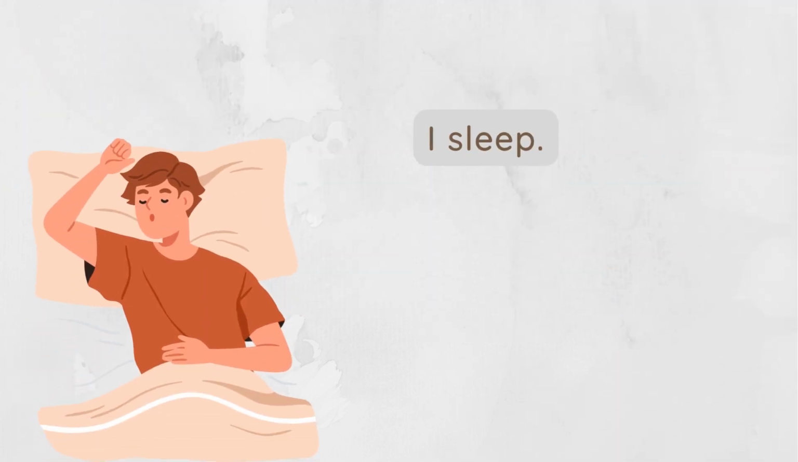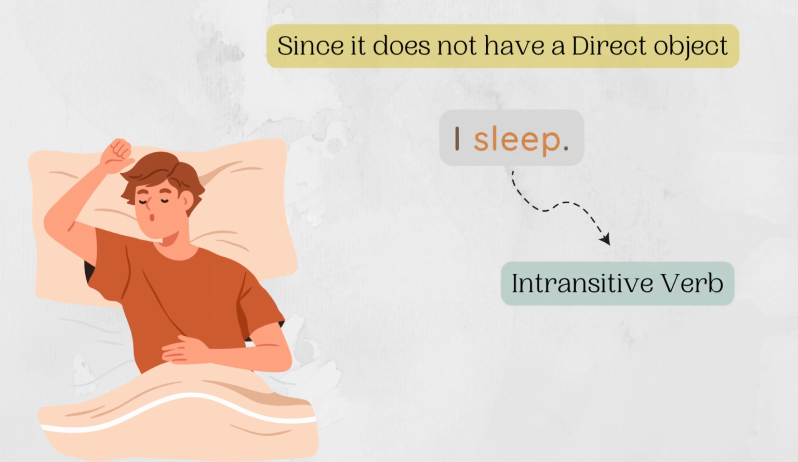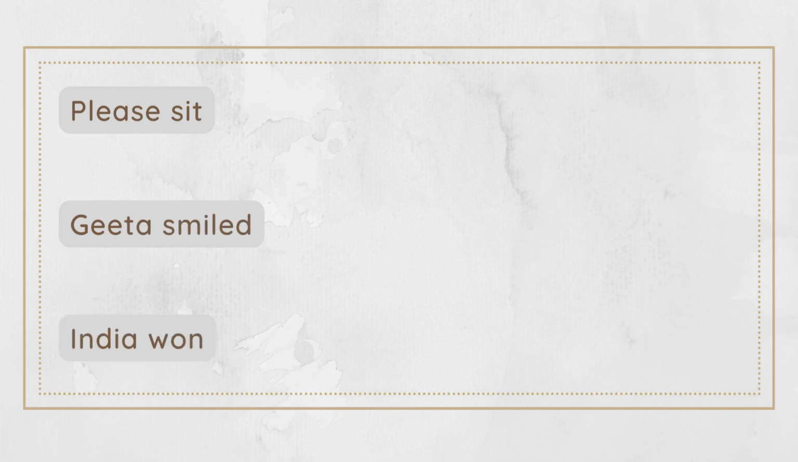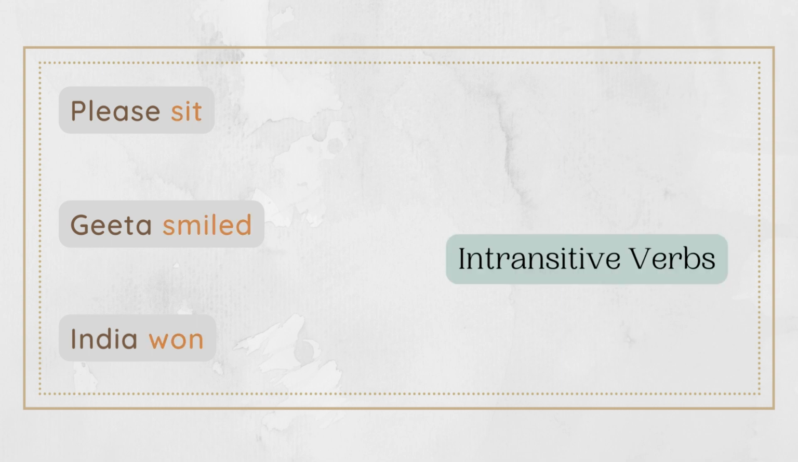For example, in the sentence, I sleep, the verb sleep is intransitive because it does not have a direct object. The sentence is complete and the meaning is clear without any additional words. Let me give you a few more examples. Please sit. Geeta smiled. India won. In all these sentences, sit, smiled, and won are all intransitive verbs because there are no objects which are receiving the action.